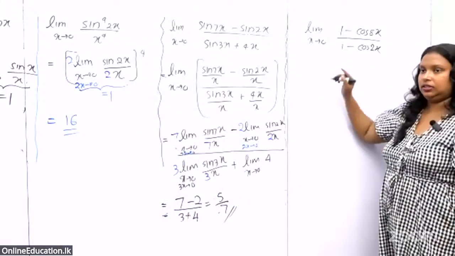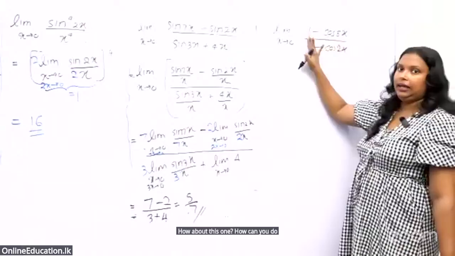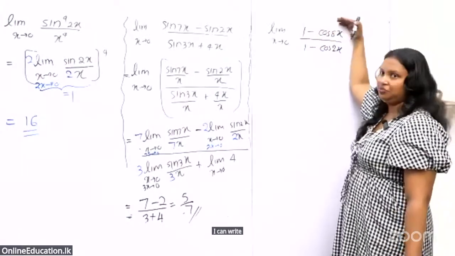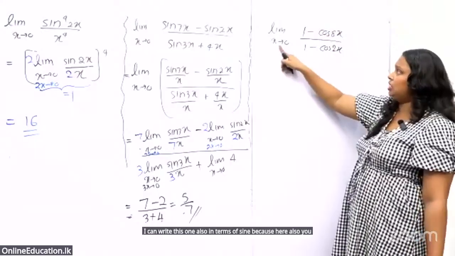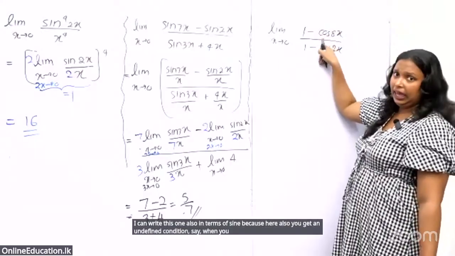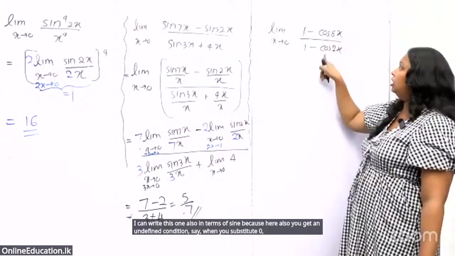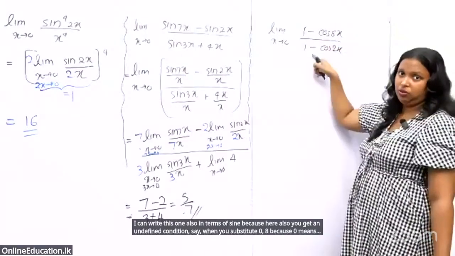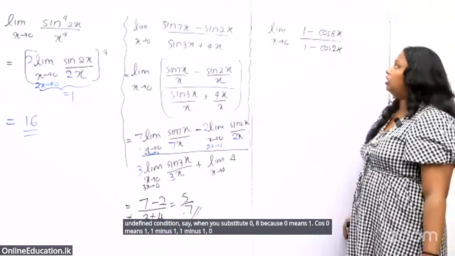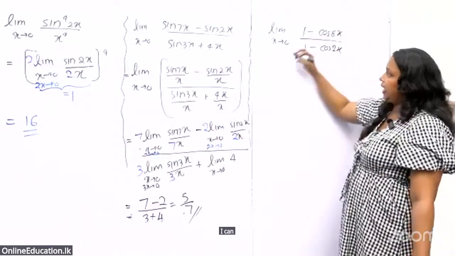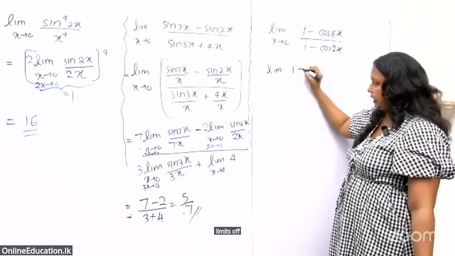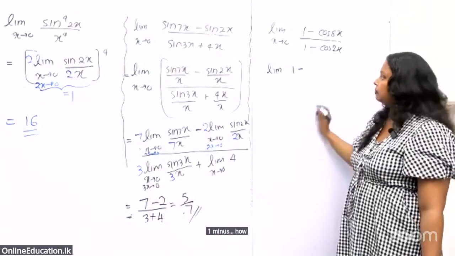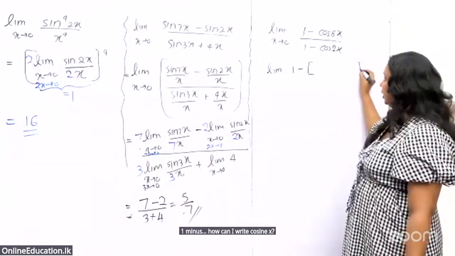How about this one? How can we do this? I can write this one also in terms of sine, because here also you get an undefined condition. See, when you substitute 0, cos 0 means 1. 1 minus 1, 0 over 0. Right. I can write cos 8x as limits of 1 minus, how can I write cos 8x? Yes, how can I write cos 8x?